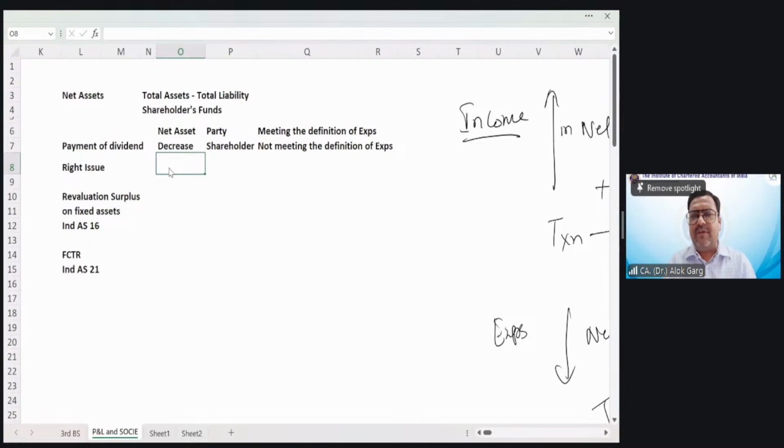increase. Of course, your equity will increase, your net assets will also increase. Okay, who is the party? Shareholder.